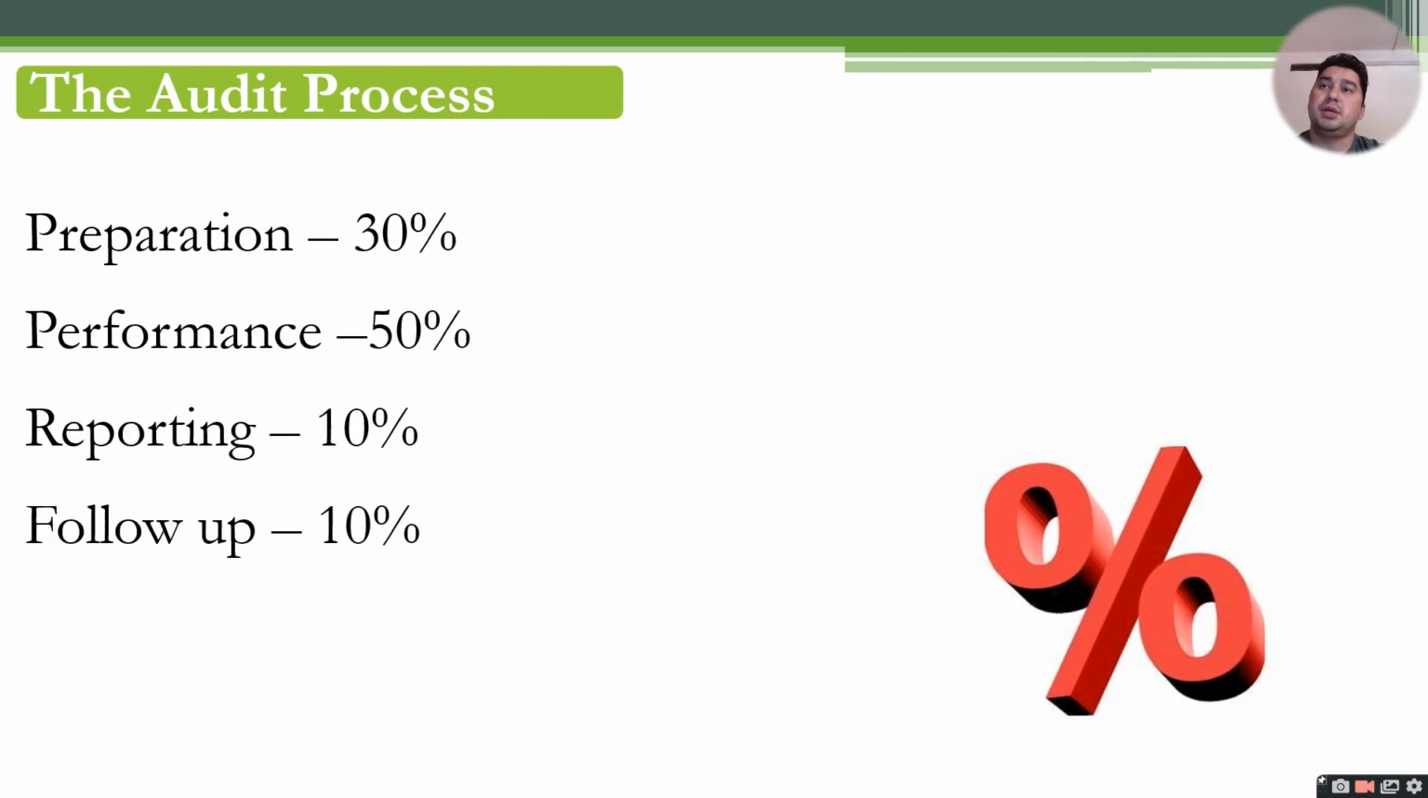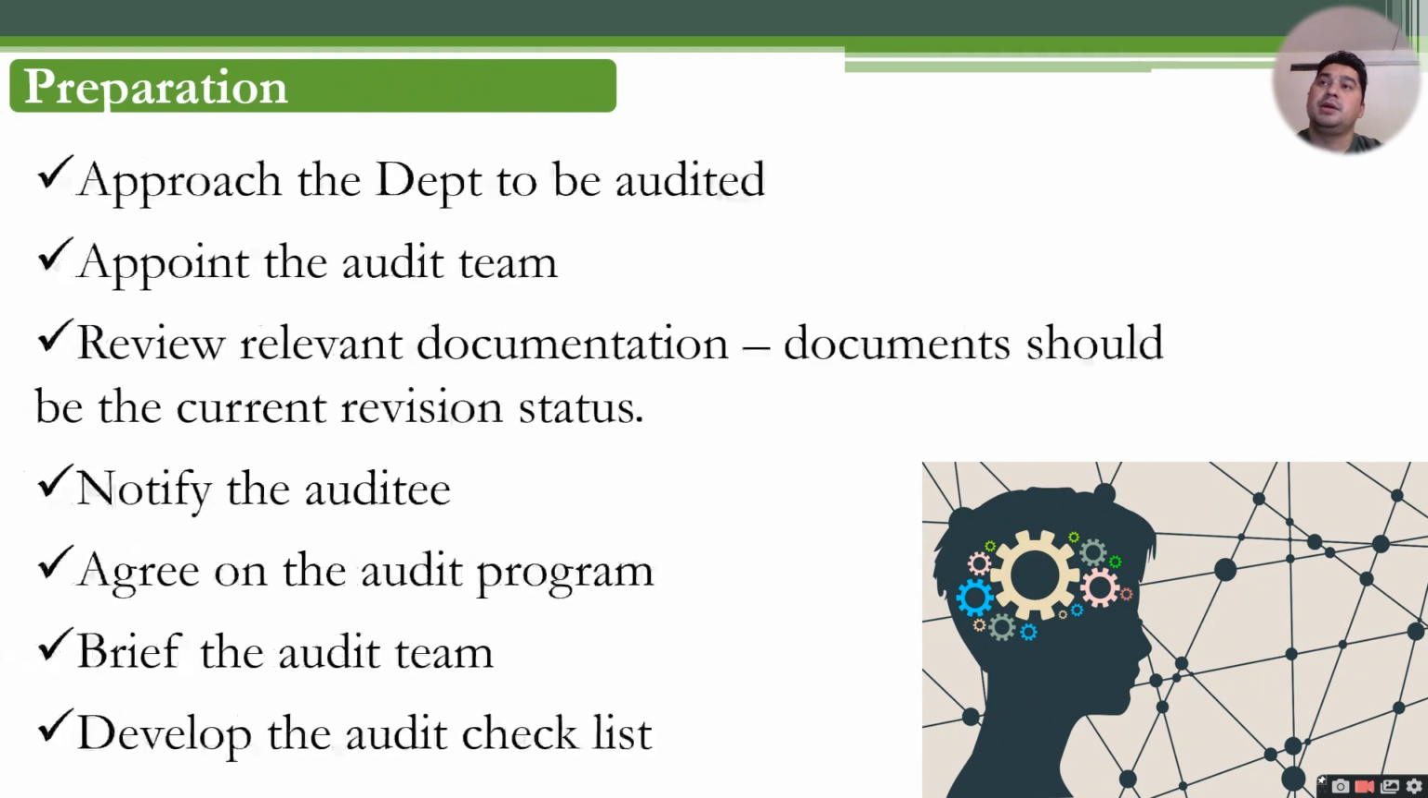The audit process. The audit process includes preparation 30%, performance 50%, reporting 10%, and follow-up 10%. You have to do the report and also the follow-up after the audit. Approach the department to be audited, appoint the audit team, and review relevant documentation. Documents should be at the current revision status. Notify the auditee, agree on the audit program, brief the audit team, and develop the audit checklist. This is the preparation that you have to do before starting any audit.